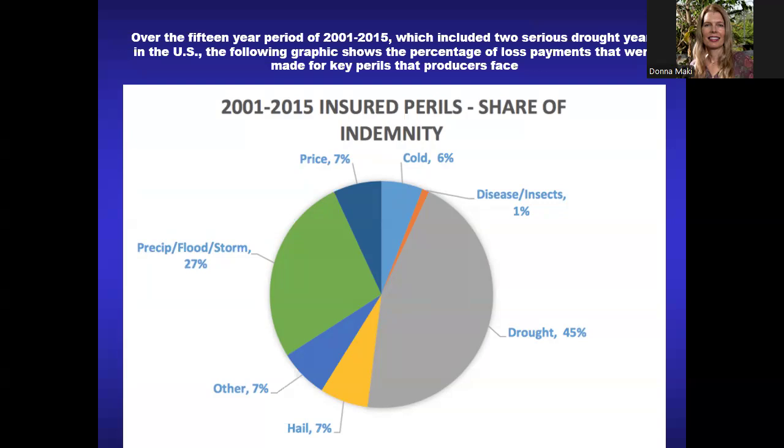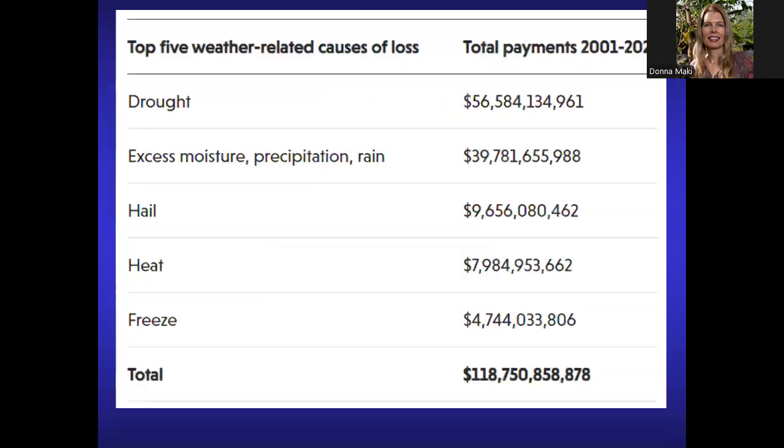And actually you see disease and insects, according to this data set, is quite a small sliver. I kind of find that hard to believe, actually. Here's another source that has more up-to-date data.